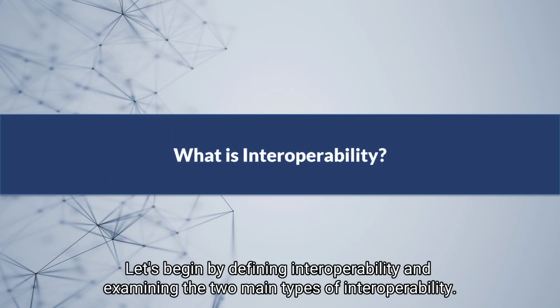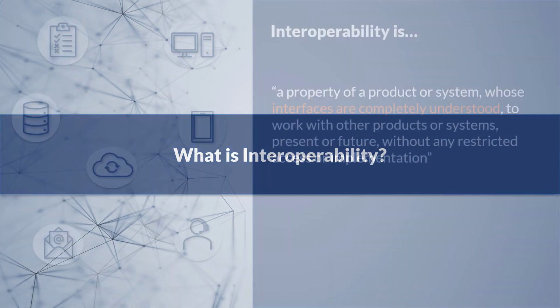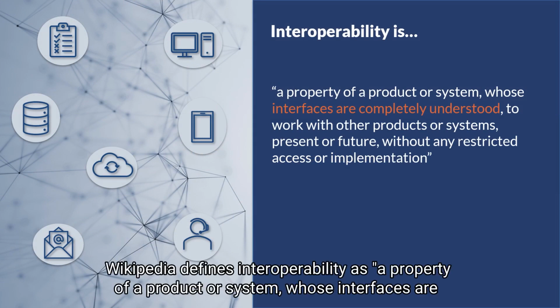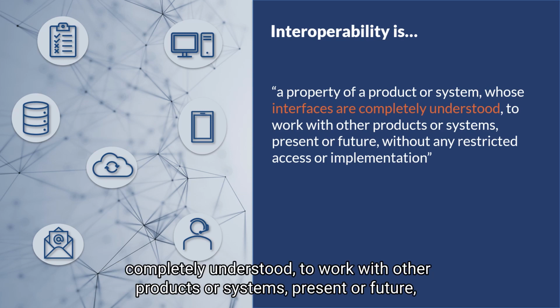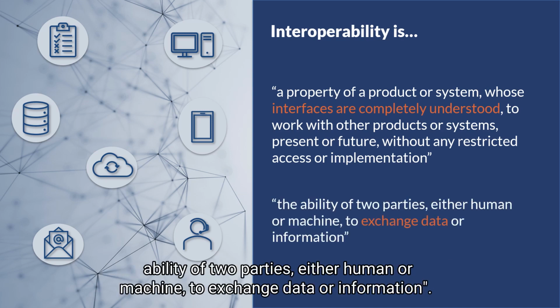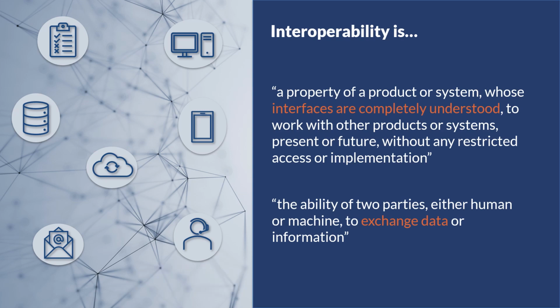Let's begin by defining interoperability and examining the two main types of interoperability. There are many different definitions of interoperability depending on where you look. Wikipedia defines interoperability as a property of a product or system whose interfaces are completely understood to work with other products or systems, present or future, without any restricted access or implementation. Other sources define interoperability as the ability of two parties, either human or machine, to exchange data or information.